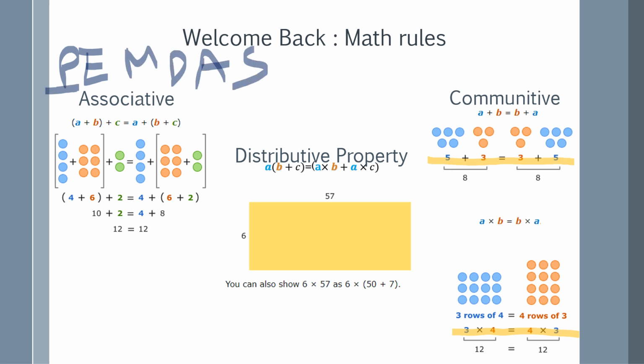And you know what the P stands for? The parentheses. So that means that anytime you see the parentheses, work on your parentheses first. So in this example, 4 plus 6, in that parentheses you get 10. And you know that 4 plus 6 in that parentheses plus 2 equals 4 plus, with the parentheses of 6 plus 2, it all equals 12. It doesn't matter how you group the numbers, they're going to equal the same.